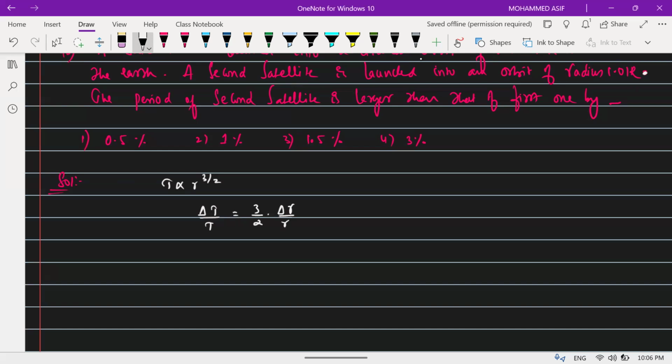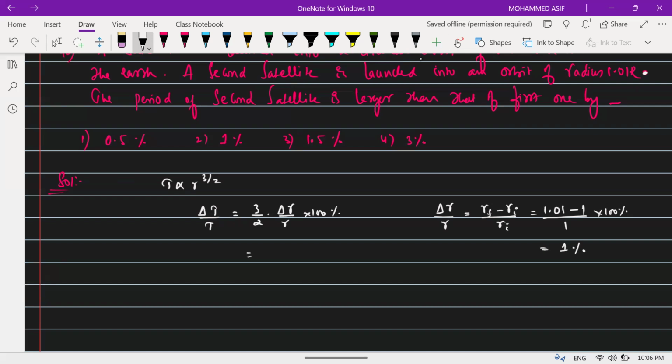Percentage increase in radius will be equal to how much beta? Delta r divided by r मतलब क्या? R final minus r initial divided by r initial. R final कितना है? 1.01 times of r minus this one is 1, divided by 1, into 100%. So this will be equal to how much for me? 1% approximately.